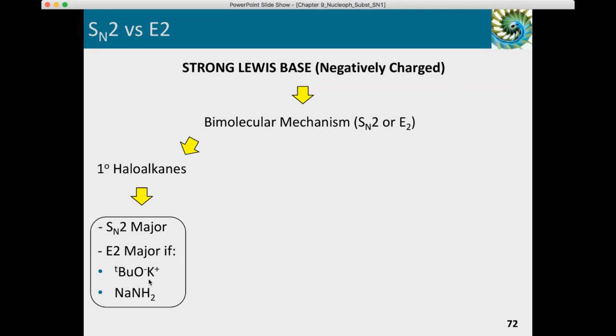then that will lead to an E2 product. Elimination, and in this case, because it's bulky, remember the major elimination product will be the least substituted alkene. Because of the base being bulky, once again, E2 is the major, and the regioselectivity favors the lowest substituted alkene. If we use sodium amide, we will also favor E2 elimination.